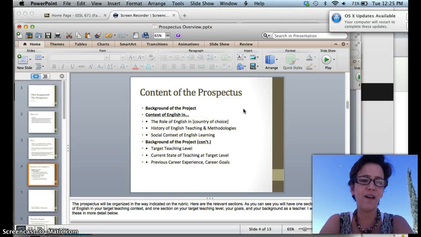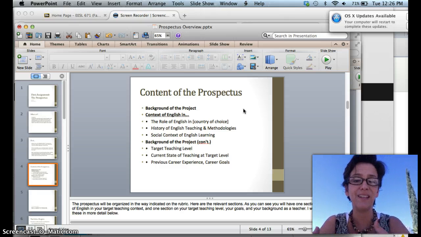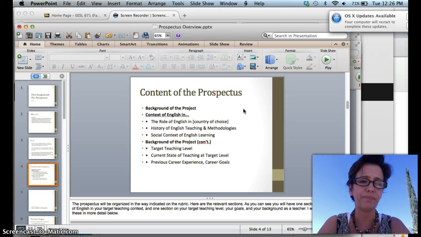What is the content of the prospectus? The prospectus will be organized in the way indicated on the rubric. So here are the relevant sections. The first section will be the context of English, describing the context of English. So the subsections of that are the role of English in your target teaching context. Another subsection is the history of English teaching and methodologies. And another subsection is the social context of English learning.